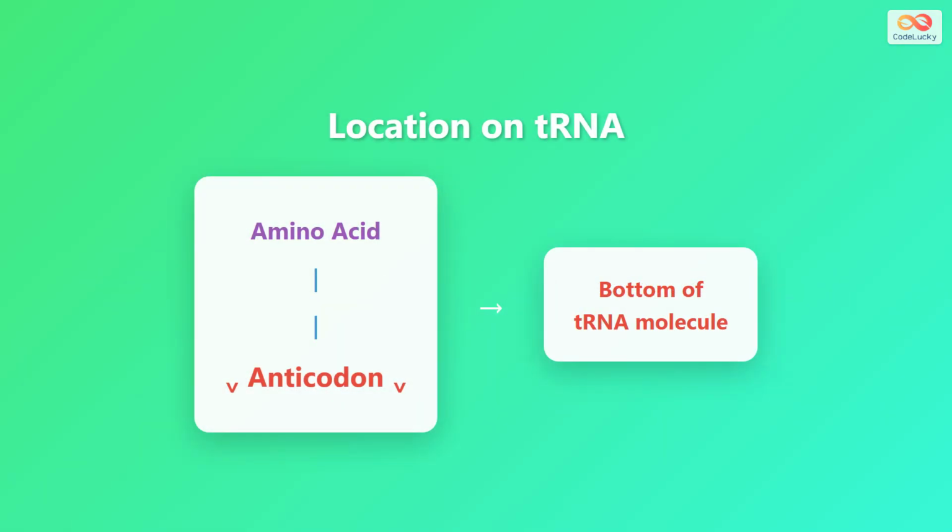The anticodon is located at the bottom of the tRNA molecule, opposite to where the amino acid attaches. Think of the tRNA as having 2 important ends. The top end carries the amino acid that will be added to the protein, while the bottom end has the anticodon that reads the genetic code. This structure allows the tRNA to act as an adapter molecule, connecting the genetic information in mRNA to the actual building blocks of proteins.